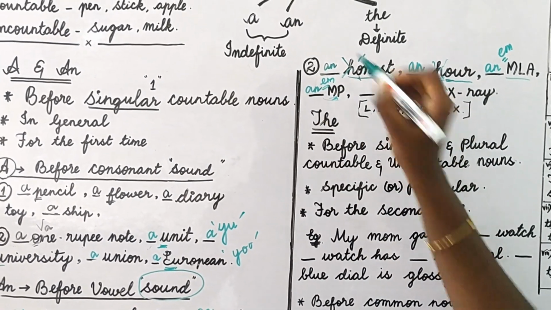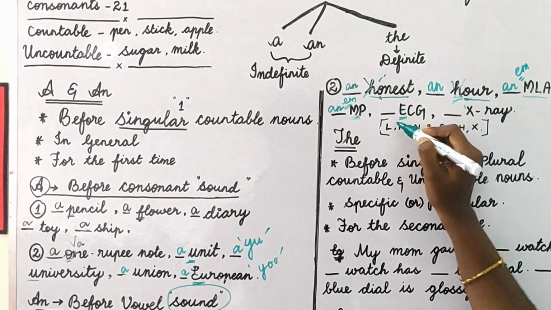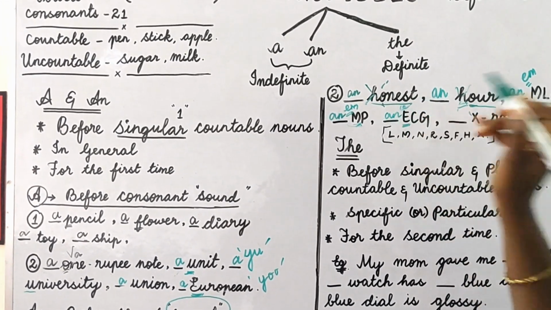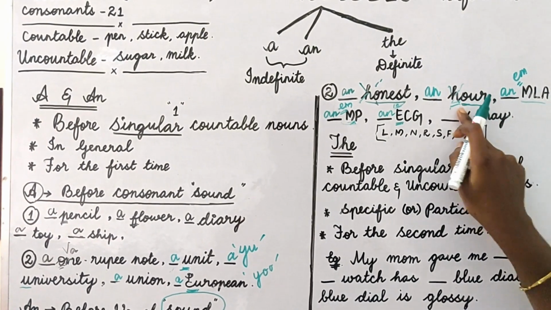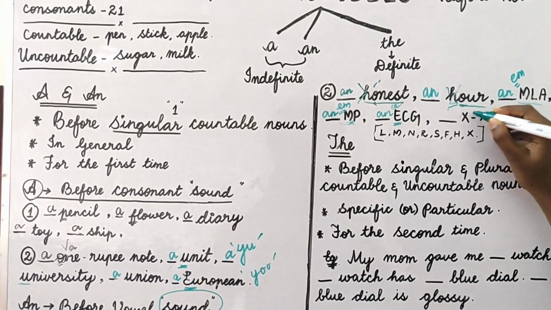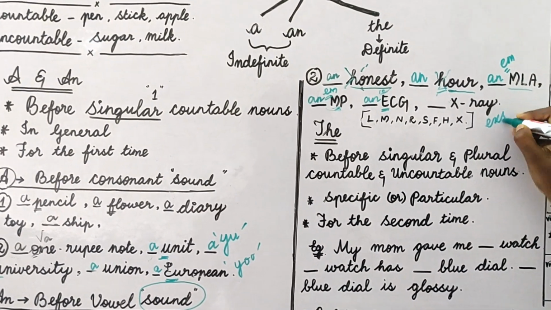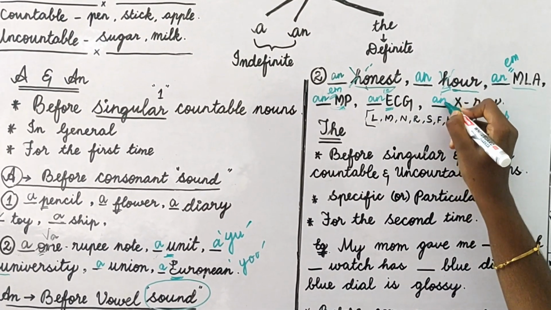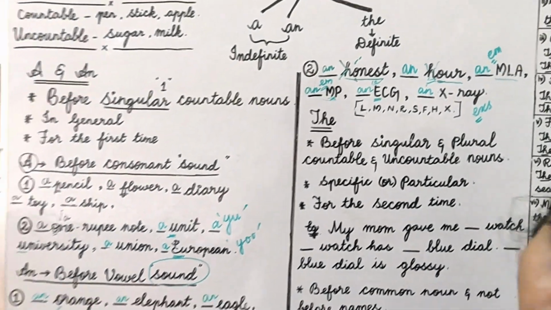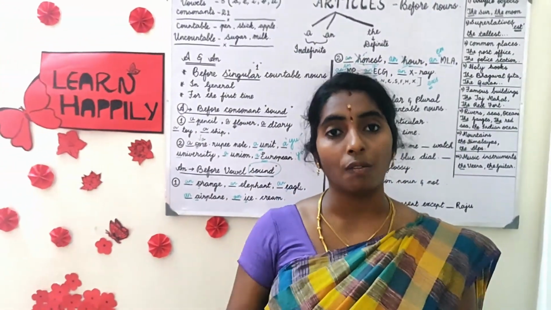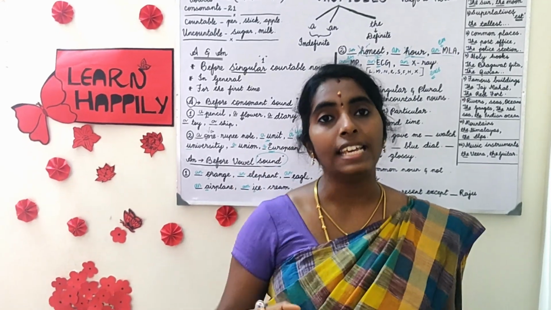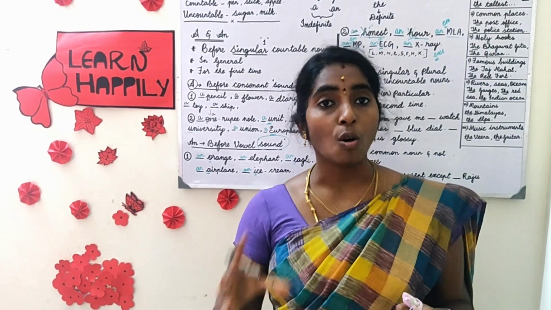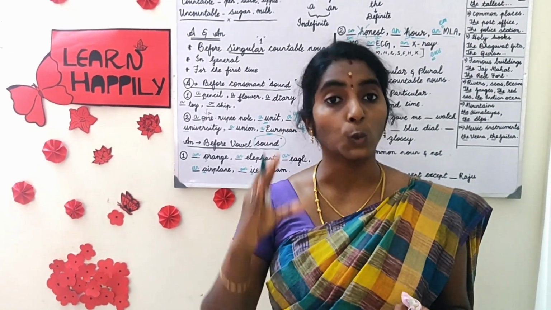An ECG. Again, it's a vowel sound only. So no problem in this. "E" sound only. So an ECG. Then X-ray. How will we use it? "Ex" sound. So it's a vowel sound. An X-ray. Understood? So in both vowels and consonants, the main thing you should notice is that you should see the sounds of the letters and not the words.